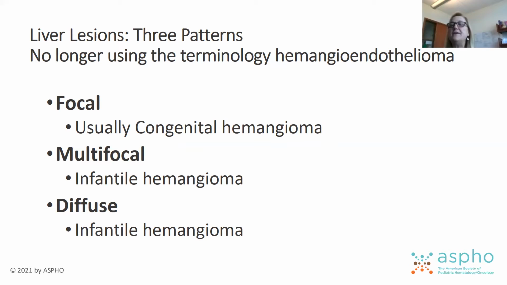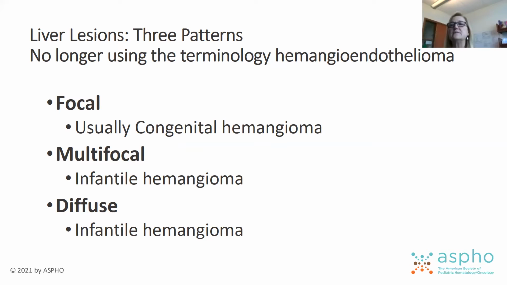Multiple lesions and diffuse lesions that are vascular to your radiologist are infantile hemangiomas. So these are the lesions that are not present at birth. They can form afterwards in days to weeks, and they are the GLUT1 positive infantile hemangiomas. And I tell you this because of the difference in the treatment.